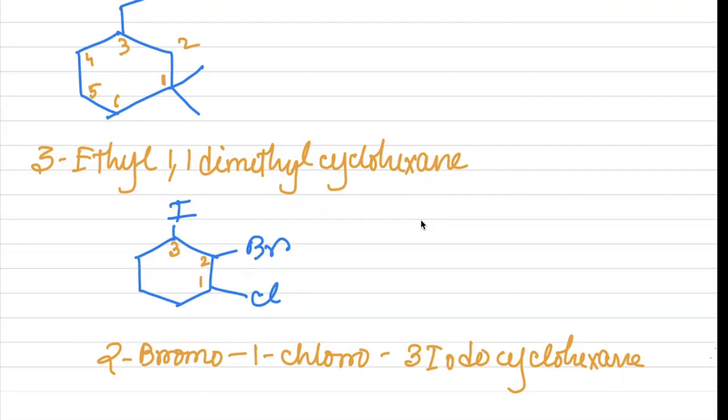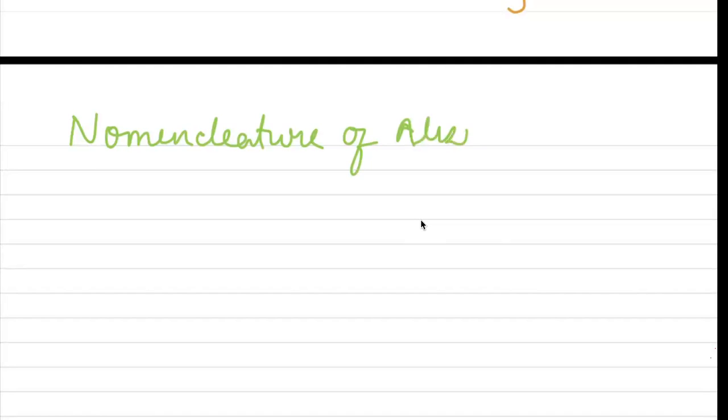Okay. Now next we will do the nomenclature of alkenes and alkynes. We will do it in the next chapter also, but I'm just giving you a brief idea. Nomenclature of alkenes and alkynes.